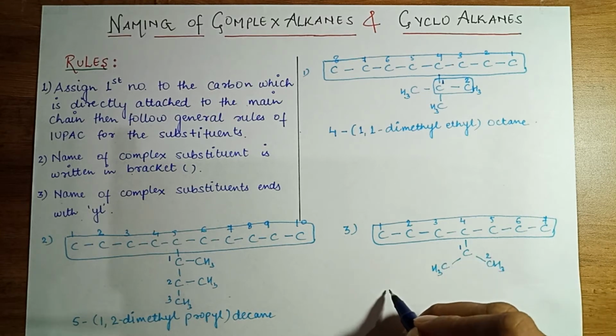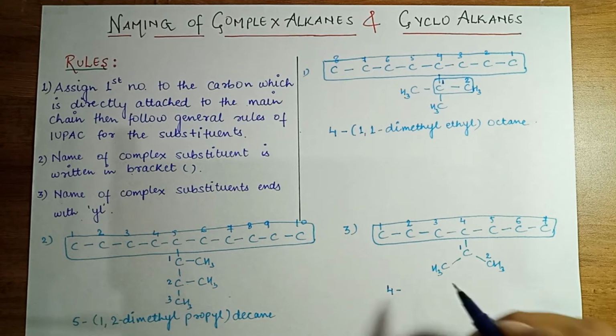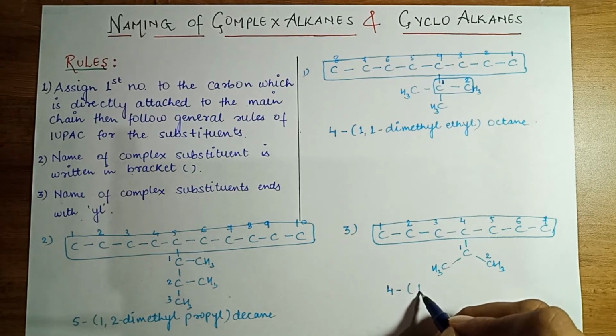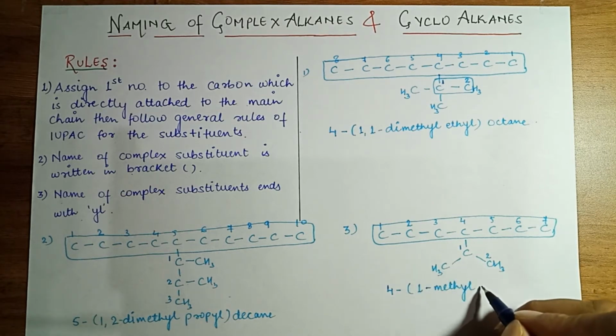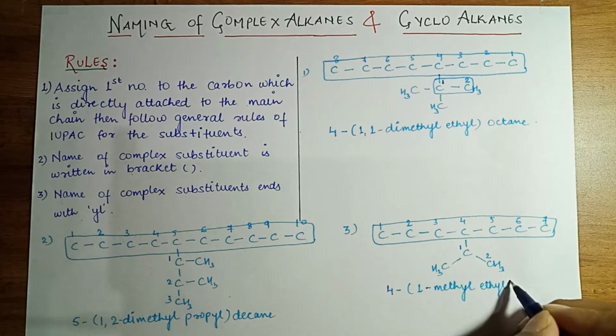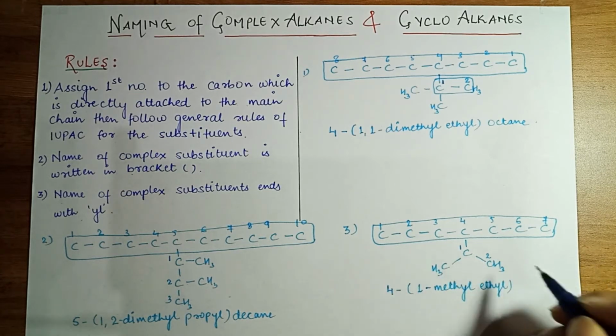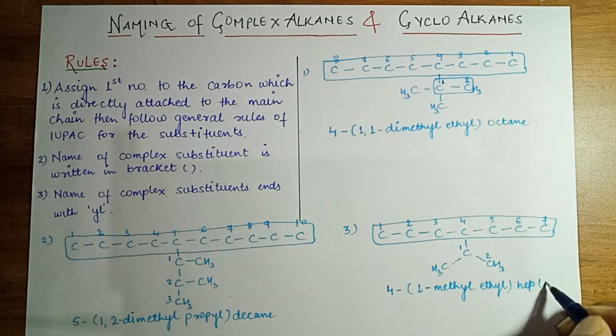Start with prefix, that is 4. One methyl, as methyl is in branching, and this is my ethyl, one methyl ethyl, and name of root chain, that is heptane.